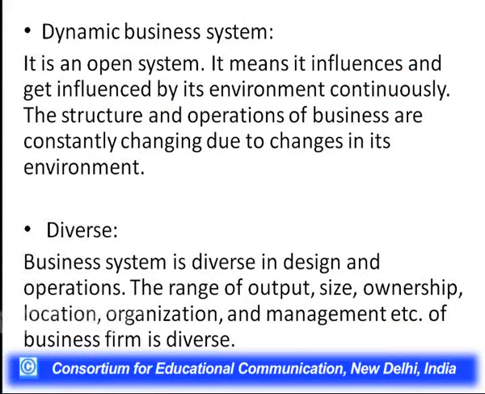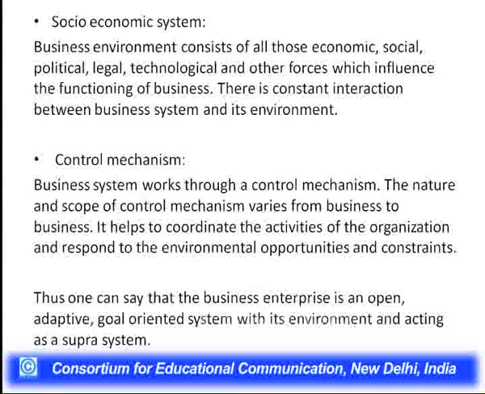Next feature is diverse. Business system is diverse in design and operations. The range of output, size, ownership, location, organization and management etc. of a business firm is diverse. Next is socio-economic system. Business environment consists of all those economic, social, political, technological and other forces which influence the functioning of business. There is constant interaction between business system and its environment. Next feature is control mechanism.